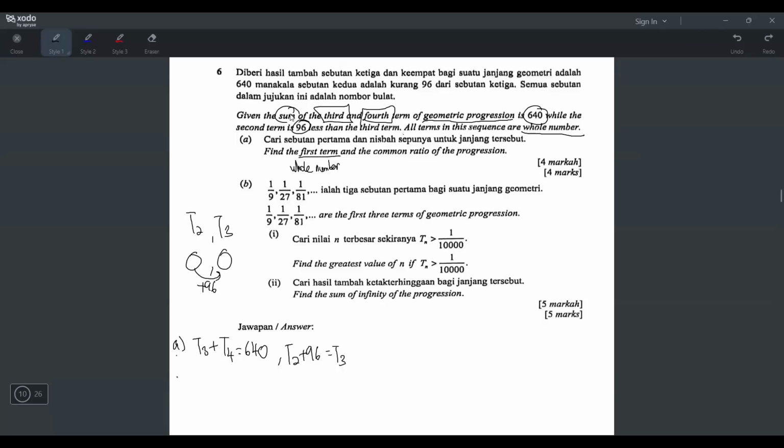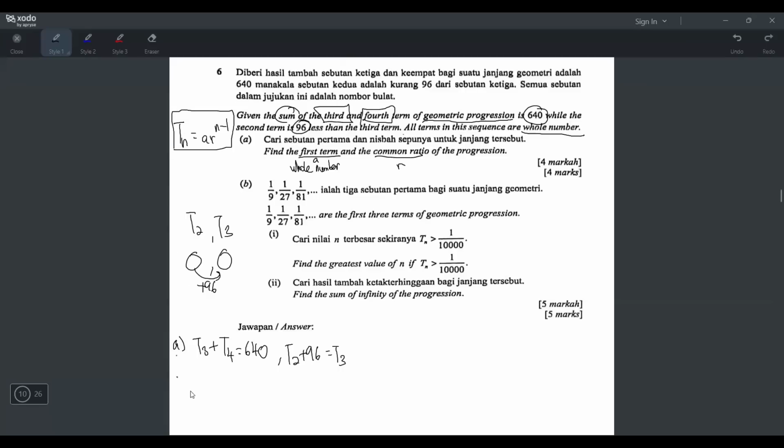Okay, now let's start doing it. Find the first term and common ratio, which is the R, for the progression. First of all, we have to use the Tn formula, because everything in my information, you see T already. So the Tn formula in geometric is AR power n minus 1. This is the formula we will apply now.